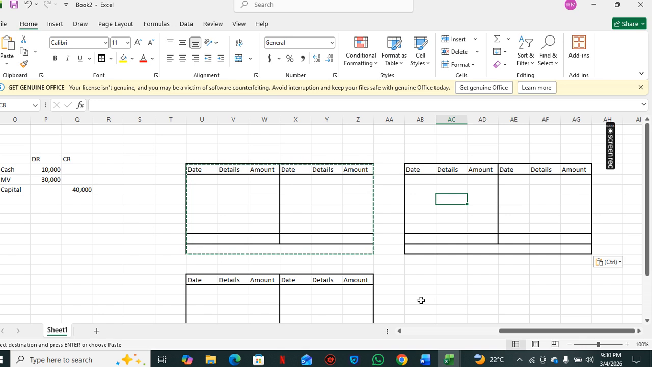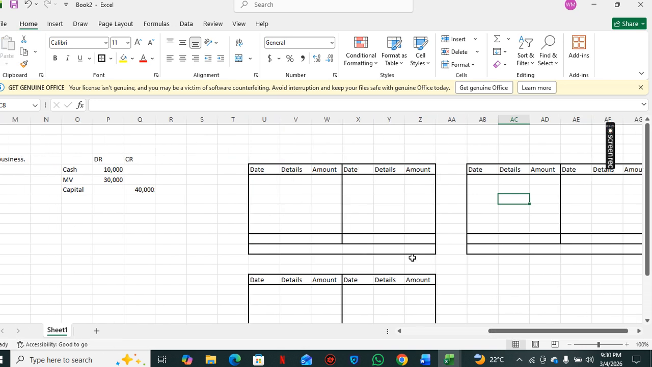We start with the cash account, right? So you can say this is the cash account. Remember, debit is on the left, credit is on the right. So we debited cash 10,000. On the date, it was the first. For details, you're going to put the other account which was in this transaction, and that is capital. Then on the amount, you're going to put 10,000 for cash.